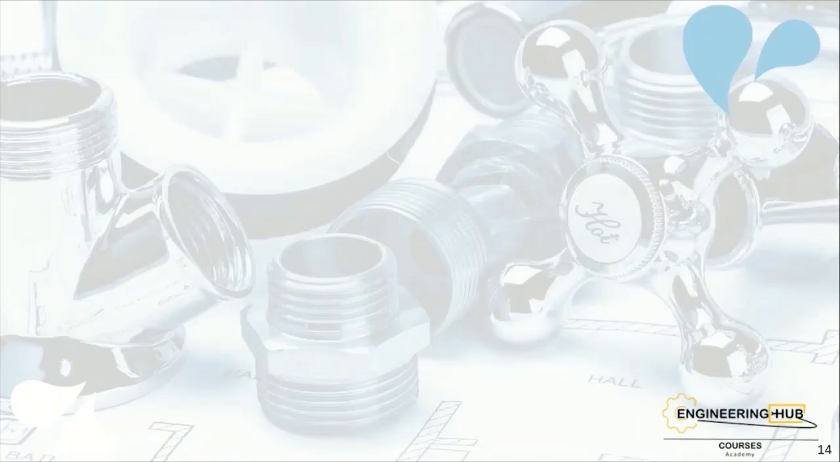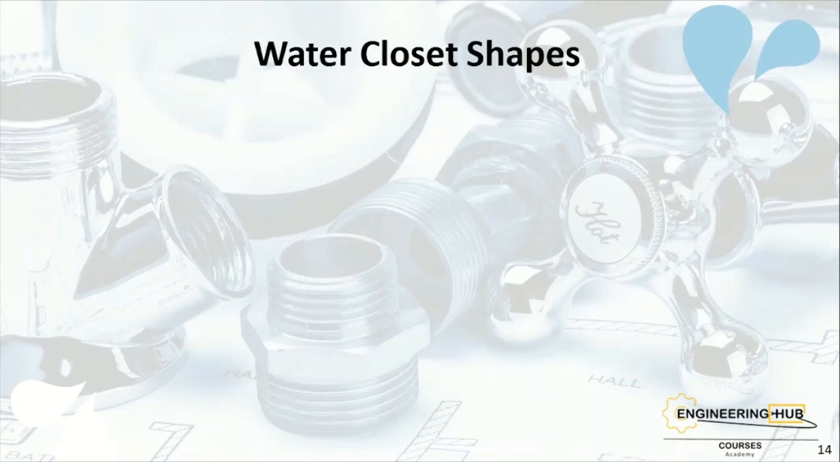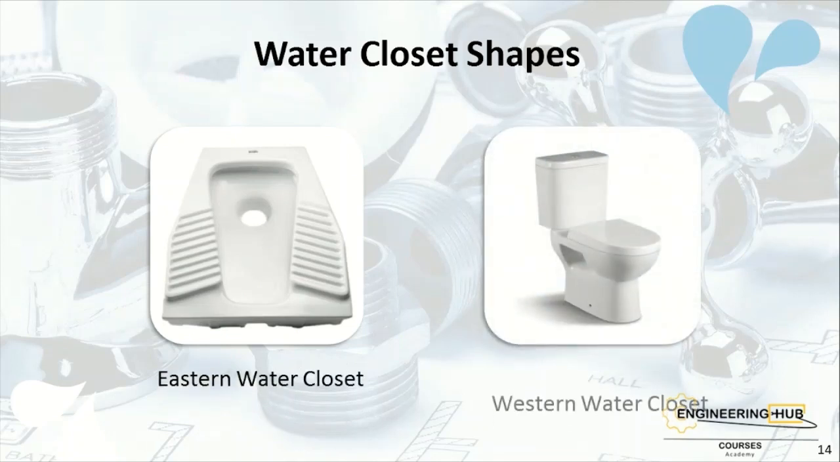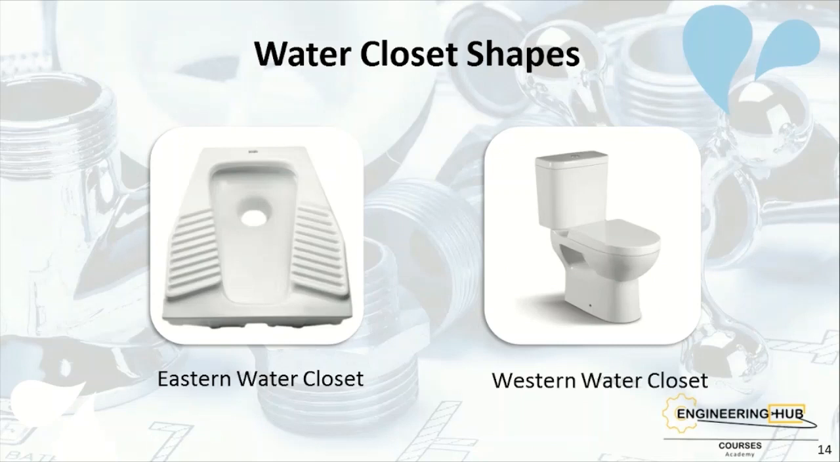Now we'll talk about the plumbing fixtures, and we'll start with the water closet. We'll start with the shapes. The water closet has two traditional shapes, and we can see the eastern one and the western one. The eastern one is used in most public areas and buildings because it prevents the spread of disease. Unexpectedly, the eastern one is healthier than the western one, but the western one is more popular due to its comfort.